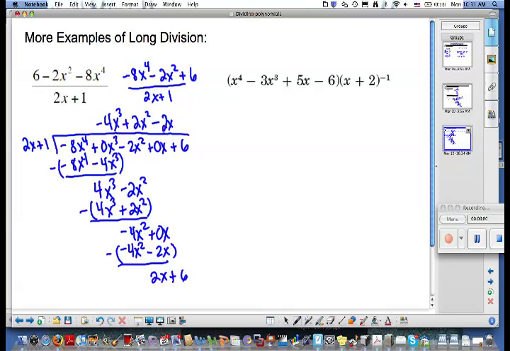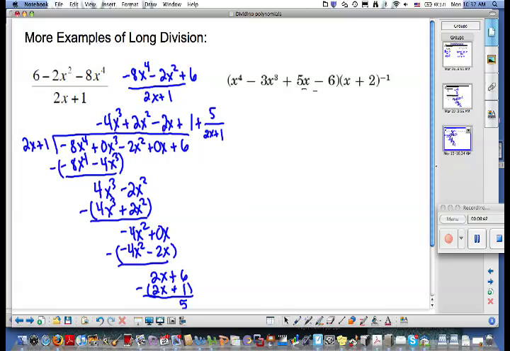And we bring down the 6. 2x just needs to be multiplied by 1 in order to get 2x. And then 1 times 1 is 1. When you subtract, 6 minus 1 is 5. So we have a remainder of 5. We place that over 2x plus 1.